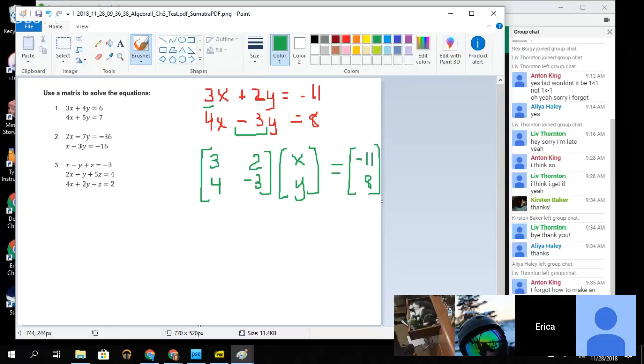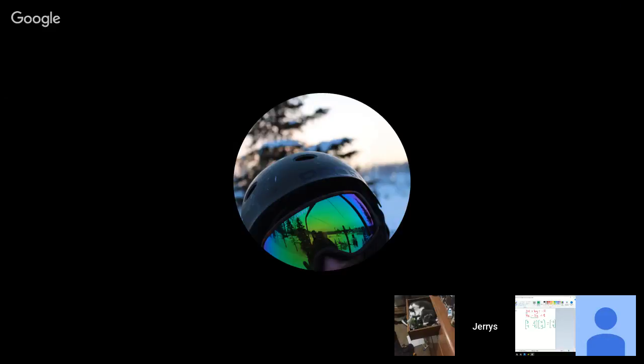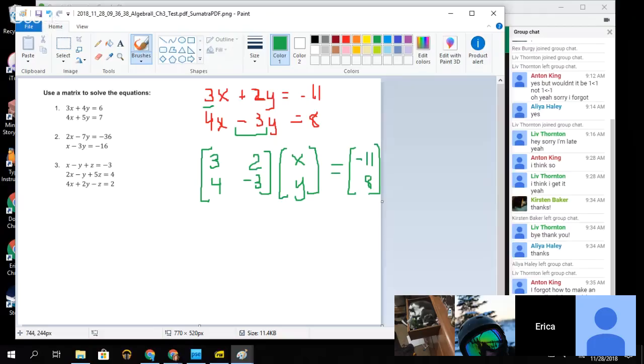Okay, so does that look kind of familiar? We can rewrite our equations as matrices, right? Now that you're seeing it again, you're like, oh yeah, that looks more familiar now. All right, I'm going to keep going, but if you guys are confused, please tell me, and I'm happy to do it, okay? Looks familiar, all right.